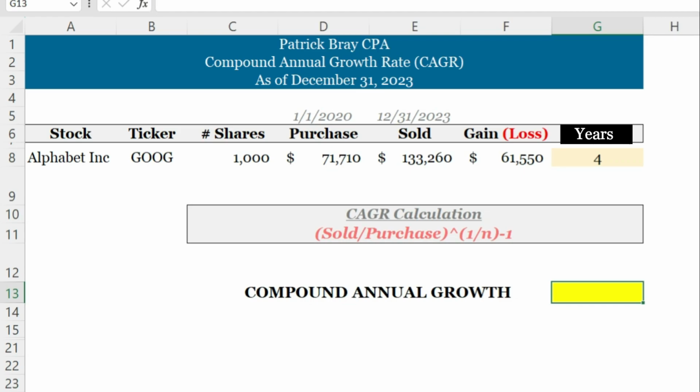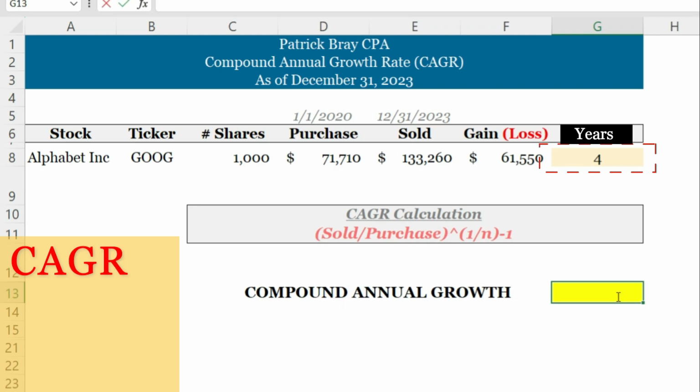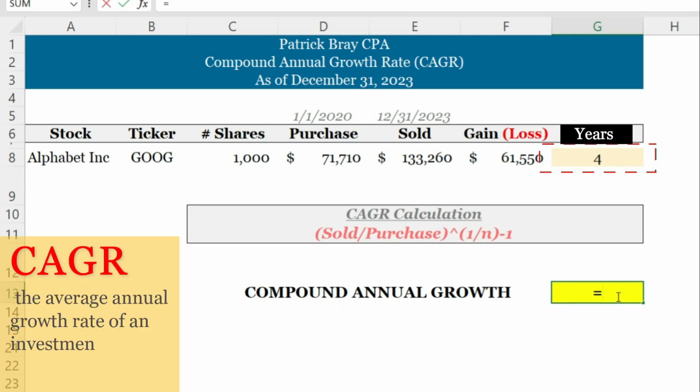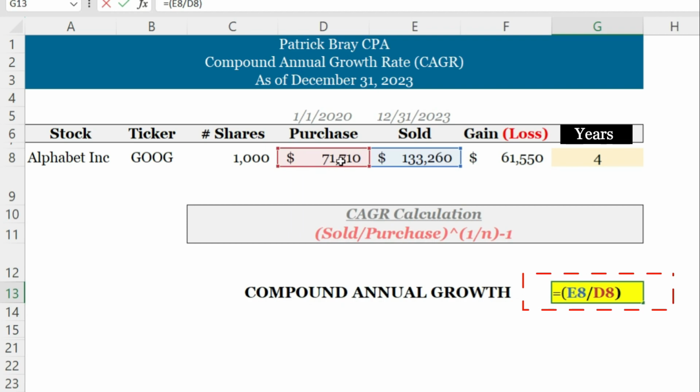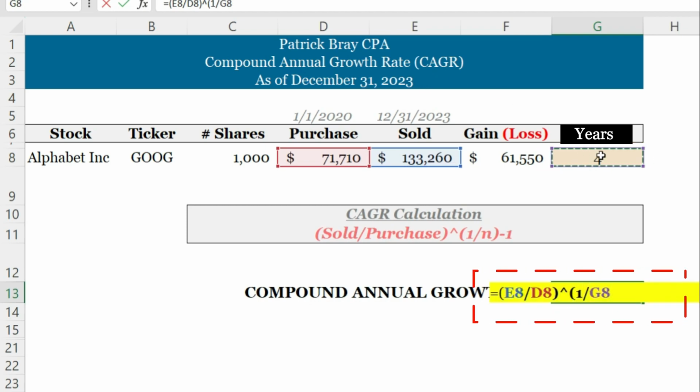So with CAGR, I'm going to have to introduce years into the equation because I'm going to average out our return on investment over those 4 years. So let's do the calculation. We're going to take E8, which is our sold price, divided by our purchase price, D8, and we are going to take that to the 1 divided by number of years power, and then we're going to subtract the whole thing by 1. And that is going to give us our compound annual growth rate.